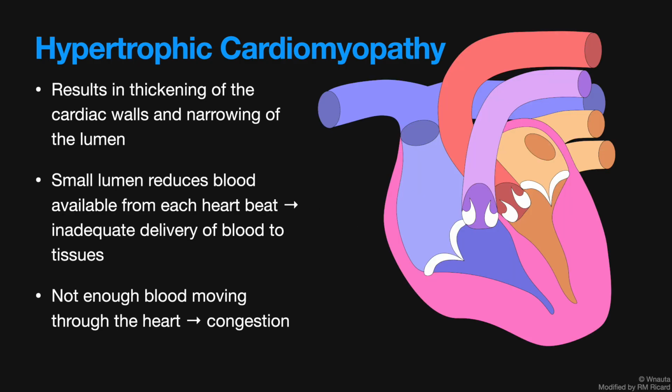The thickening of the ventricular walls in this condition also causes narrowing of the ventricular lumens. The small lumen reduces the blood available from each heartbeat, resulting in inadequate delivery of blood to the tissues. There's also not enough blood moving through the heart, resulting in blood backing up and causing congestion.